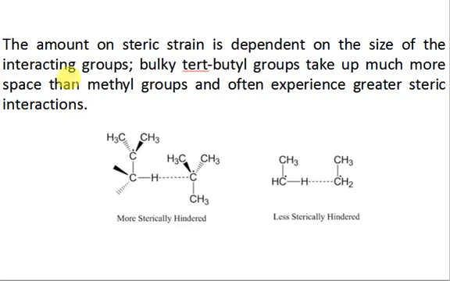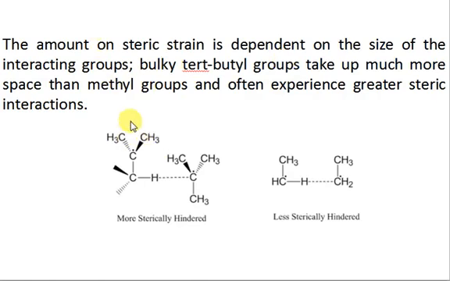The amount of steric strain is dependent on the size of the interacting groups, right? A tertiary-butyl group is a very bulky group, and bulky group means larger group. If a group is much larger, then the steric strain will be higher, because the repulsion of that group will be much more. But if you have a smaller group, then the steric strain will be lower, right? The larger the groups, the more the steric strain. The smaller the groups, the lesser the steric strain.